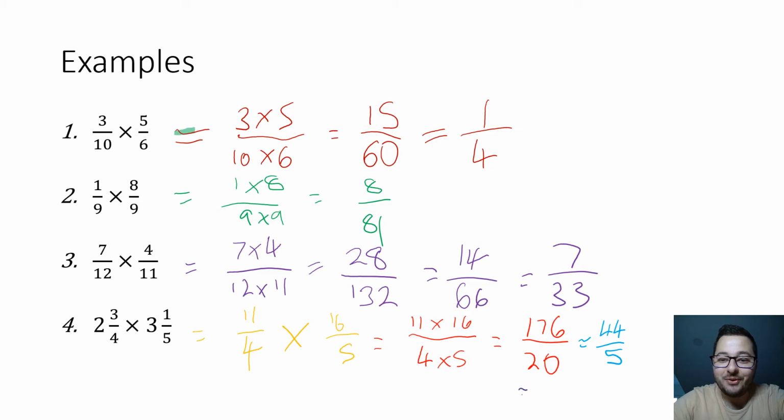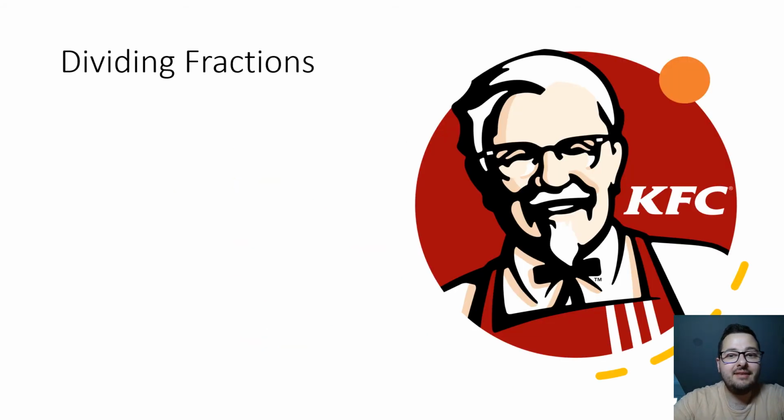And then if we want to convert it back into a mixed number, 44 divided by 5 is going to be 8, remainder 4. Okay, so that was kind of bringing in a few different tips and tricks from previous videos, but the idea is the same. Okay, so that's multiplying fractions. Let's have a little look at dividing fractions.